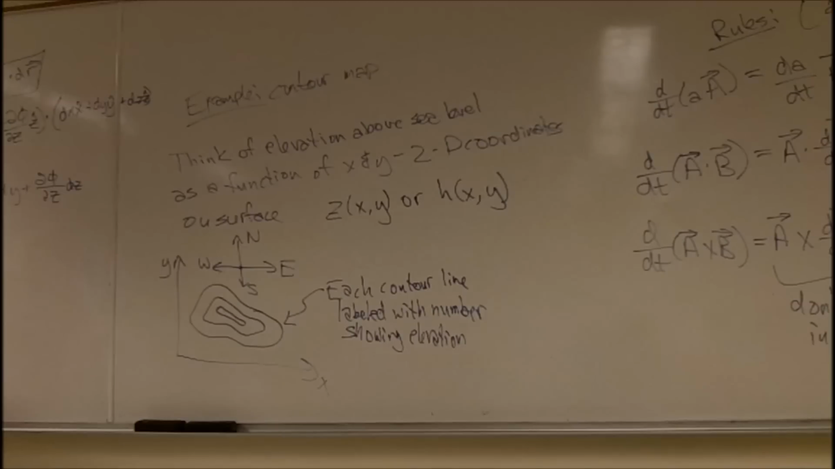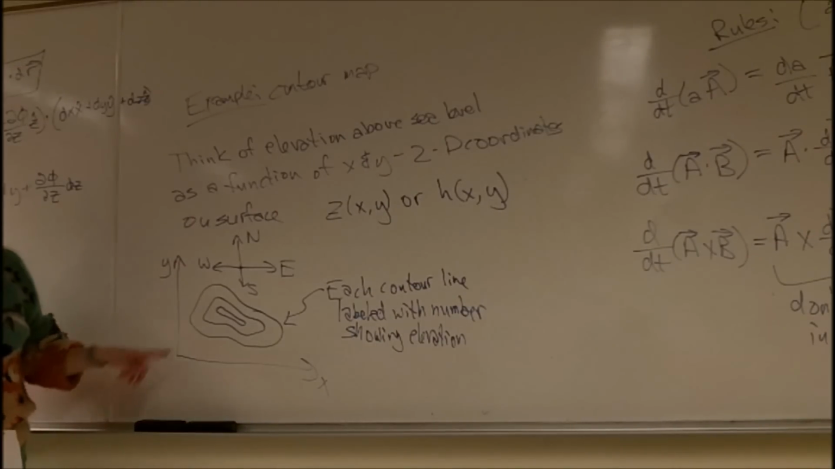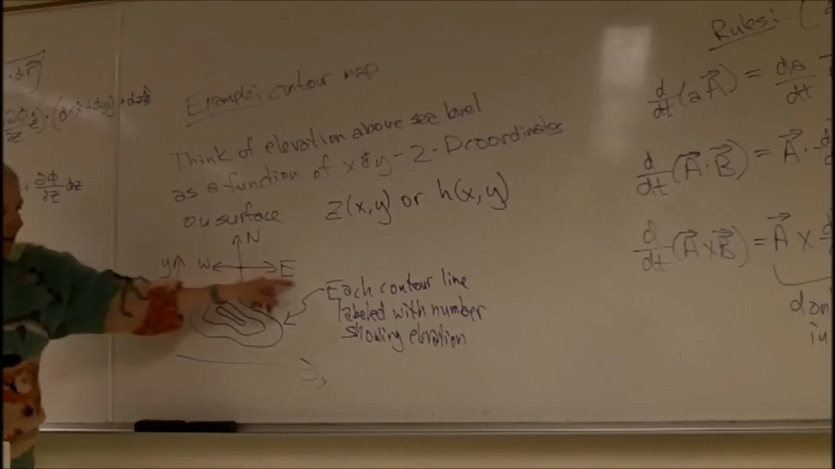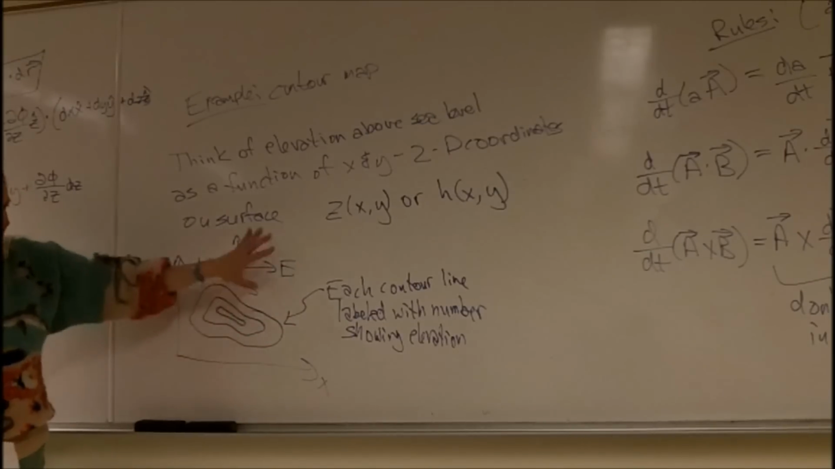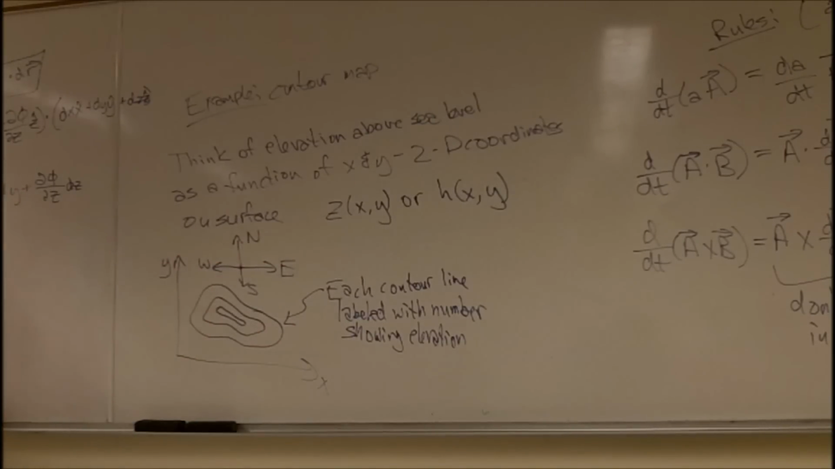So that could be a scalar field, right? Instead of phi, I'm calling it z or h or whatever. And again, it depends on only 2 variables in this case, not 3. So at each point on the plane here, on the surface of the Earth, imagine there's a number at that location that tells you the elevation at that point. And the contour map is a way of indicating that.